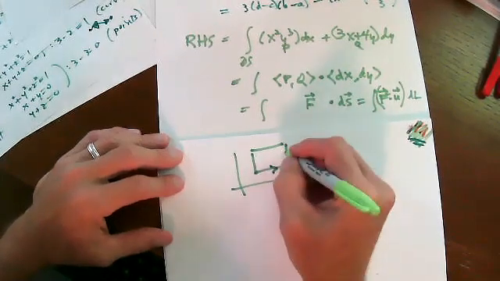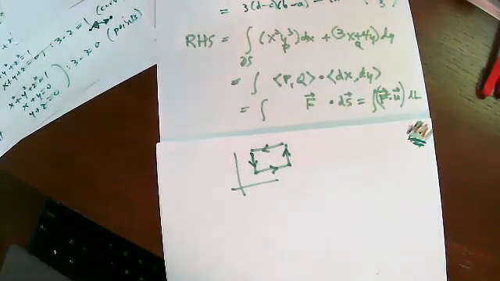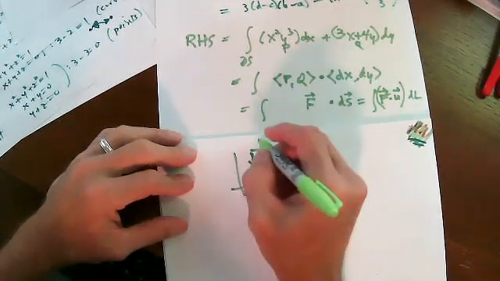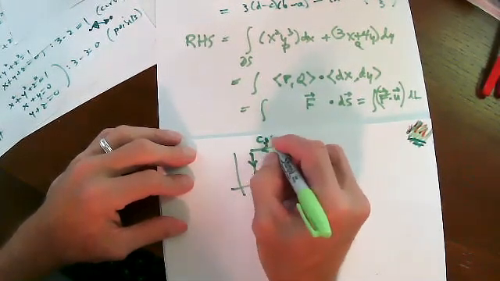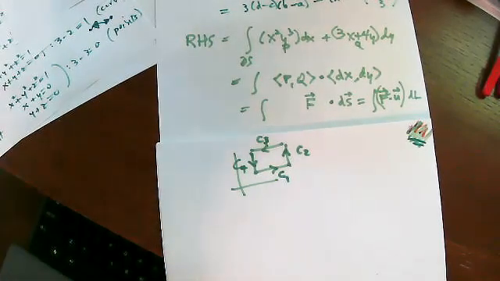So here is my curve. It's not a very curvy curve, but there is the curve over which I have to compute this line integral. It's the union of 4 separate line segments, but it's important to remember that these line segments are traversed in a certain direction.